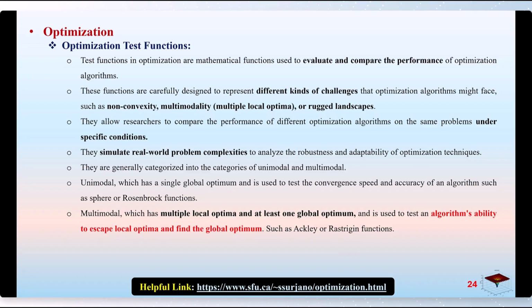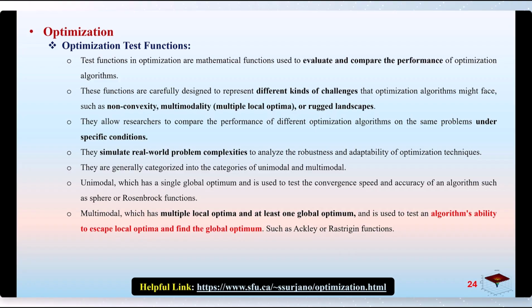So you can see different definitions about the optimization test functions here. For example, test functions in optimization are mathematical functions used to evaluate and compare the performance of optimization algorithms. These functions are carefully designed to represent different kinds of challenges that optimization algorithms might face, such as non-convexity, multimodality, that means it has multiple local optima, or rugged landscapes. They allow researchers to compare the performance of different optimization algorithms on the same problem under specific conditions. They simulate real-world problem complexities to analyze the robustness and adaptability of optimization techniques.